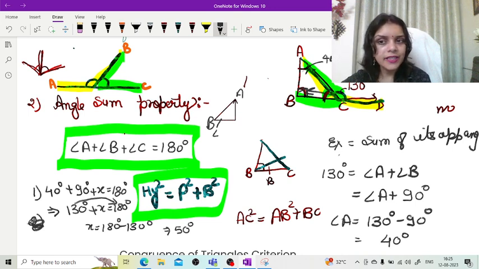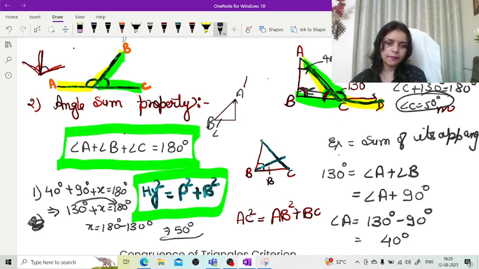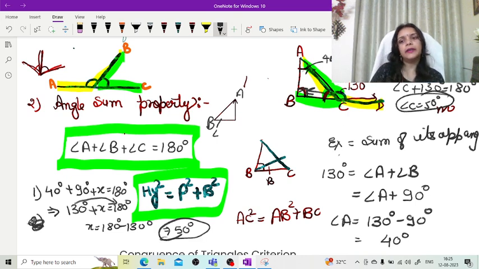Value of x means angle C. Here ACD is equal to 130 degree. So angle C plus 130 degree will be equal to 180. So angle C will be equal to 50. You can see 50. Okay. So it was the property of triangle.